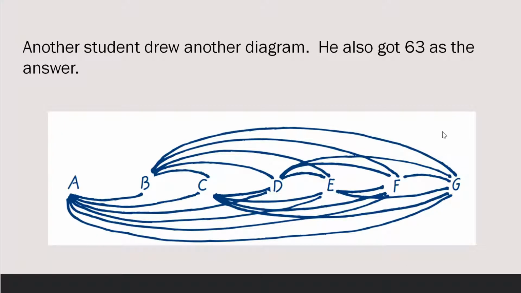Here's another student who drew the diagram horizontally. He placed the letters on a line and started connecting them this way. Again, A was connected 6 times with the other letters, and each time you go one line less. He counted the lines, multiplied by 3, and got the same answer, 63.